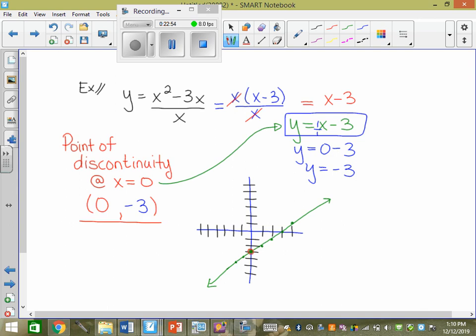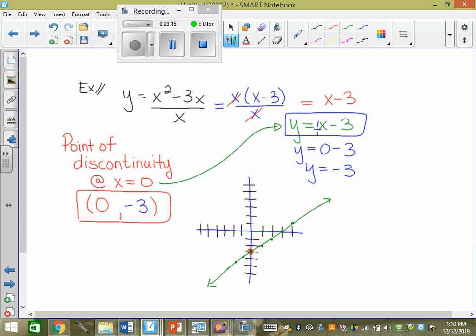All I have is a point of discontinuity. I do not have an asymptote. People will say I have a vertical asymptote at x equals 0 and a horizontal asymptote at y equals -3. You absolutely do not. You only have a point of discontinuity. So the moment it cancels off, it's a point of discontinuity and it cannot be anything else. You cannot name it anything else. That is what it is.